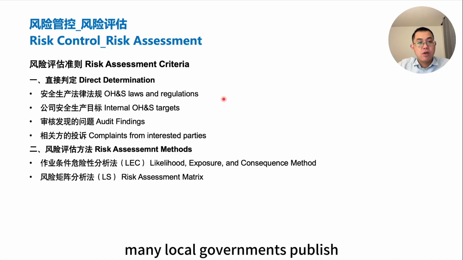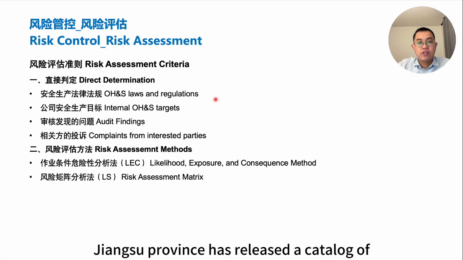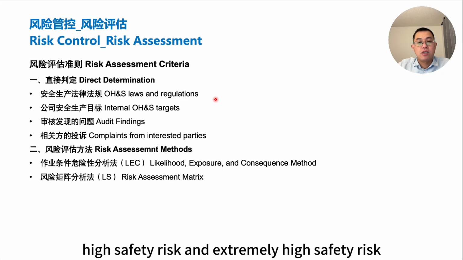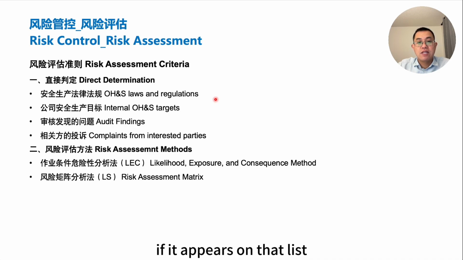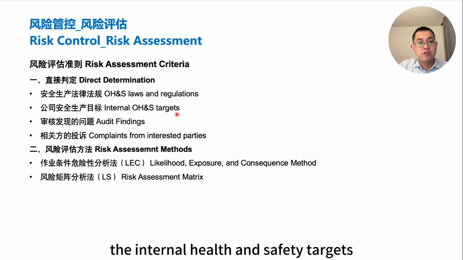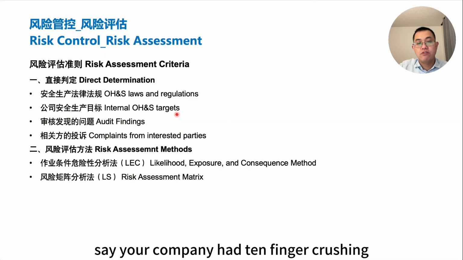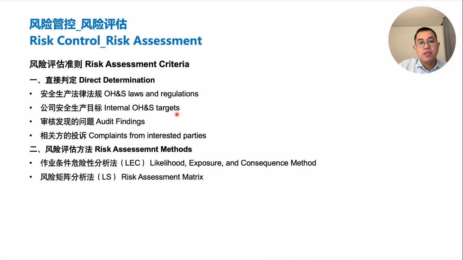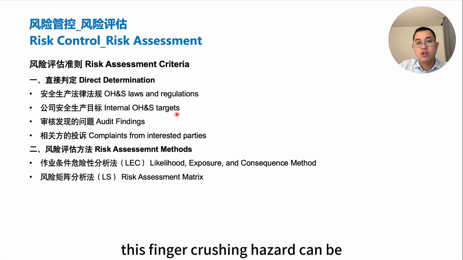Many local governments publish official lists of high-risk hazards. For example, Jiangsu province has released a catalog of high safety risk and extremely high safety risk. So if it appears on that list, it's considered high level risk. The second criterion is the internal health and safety targets. For example, say your company had 10 finger crushing accidents involving a specific machine, and the management really wants to bring the number down. So this finger crushing hazard can be directly classified as a high risk.